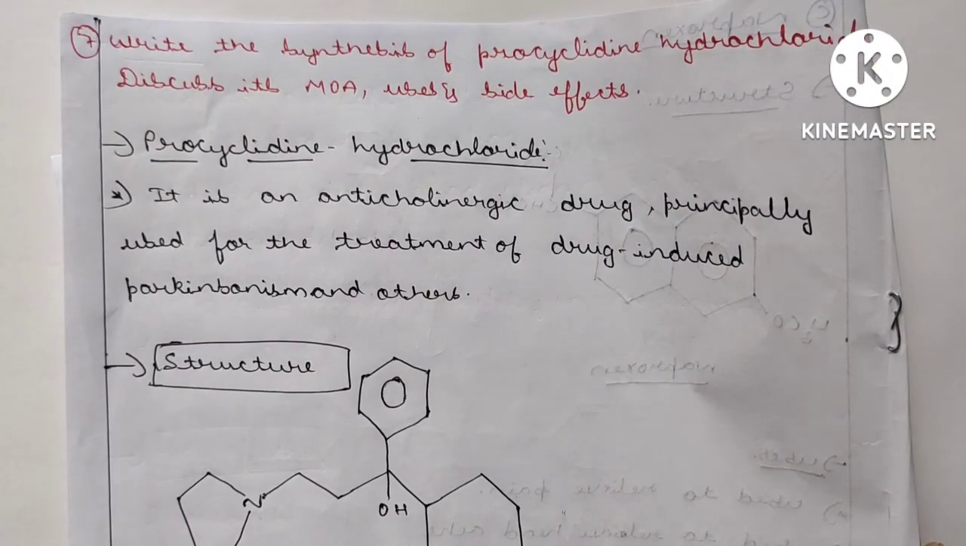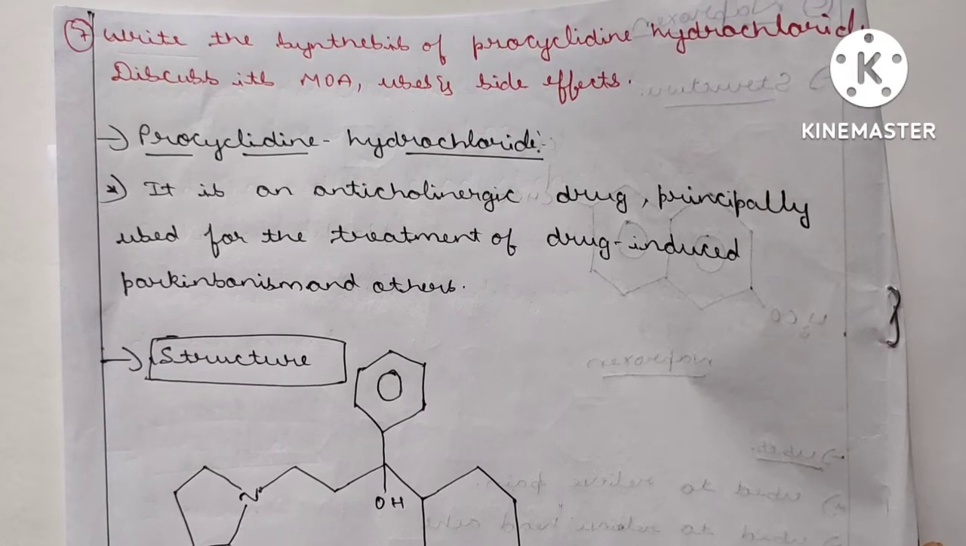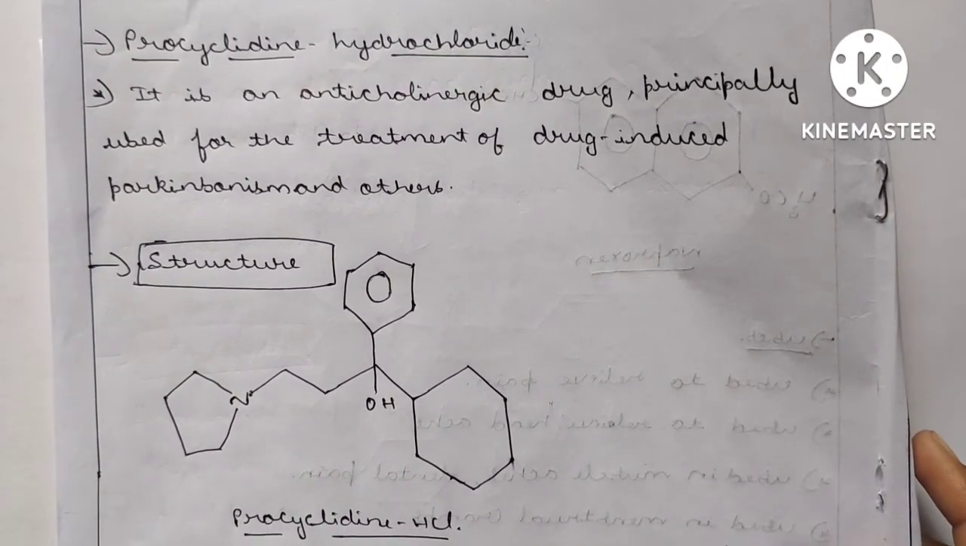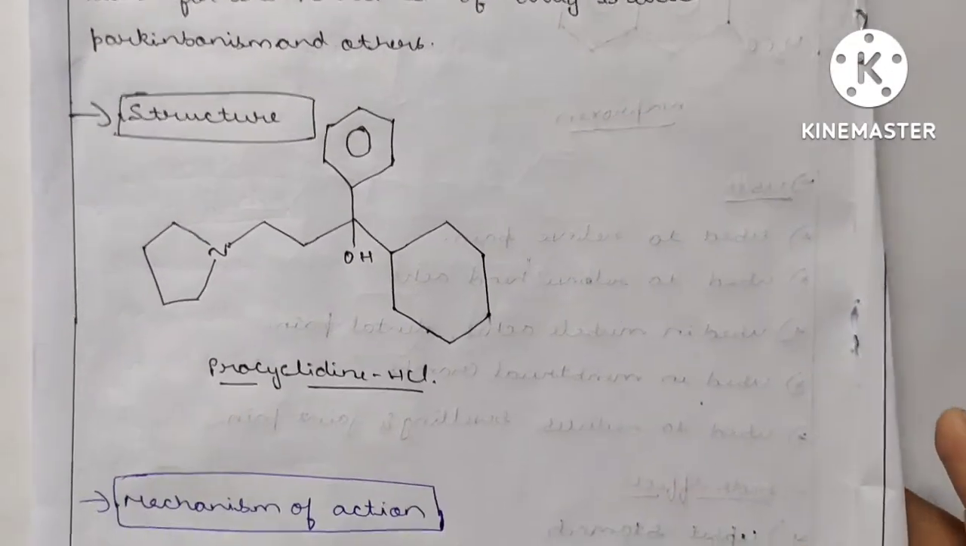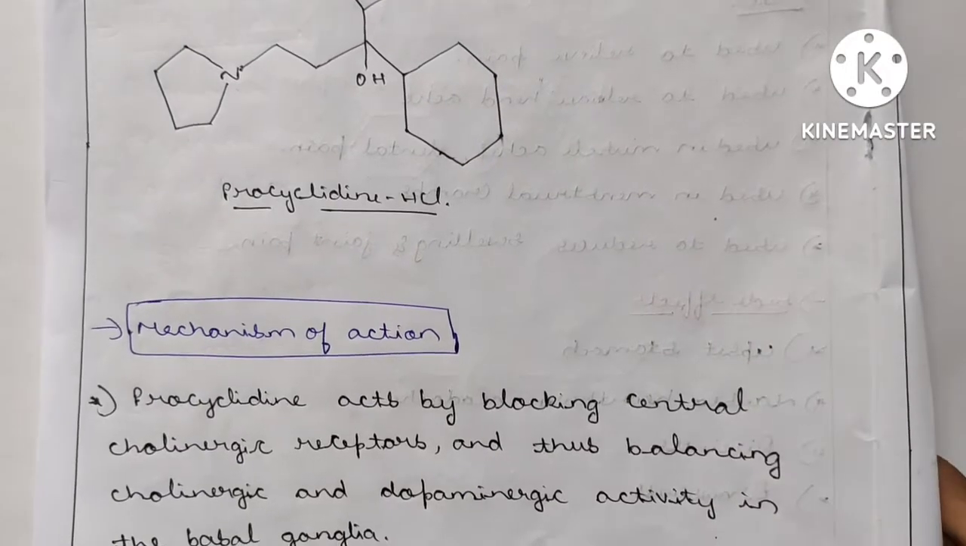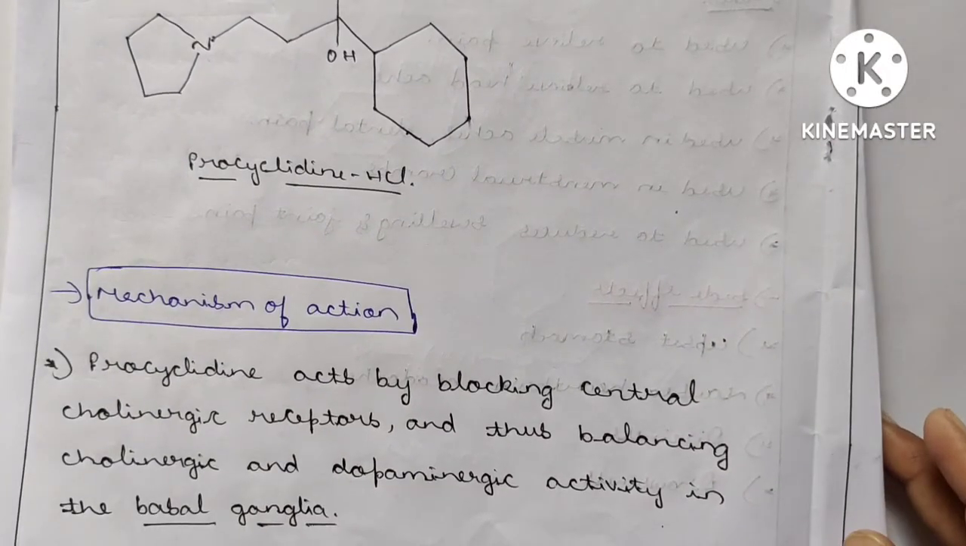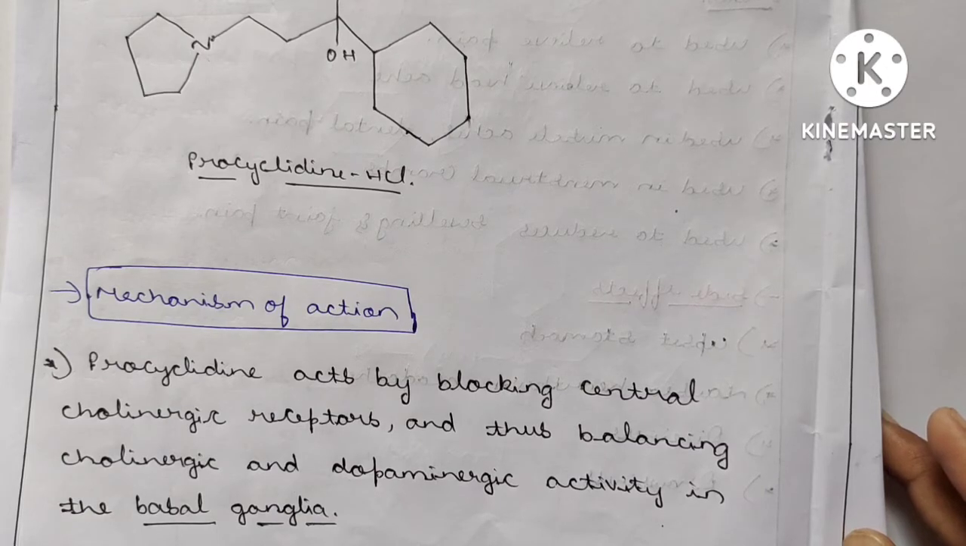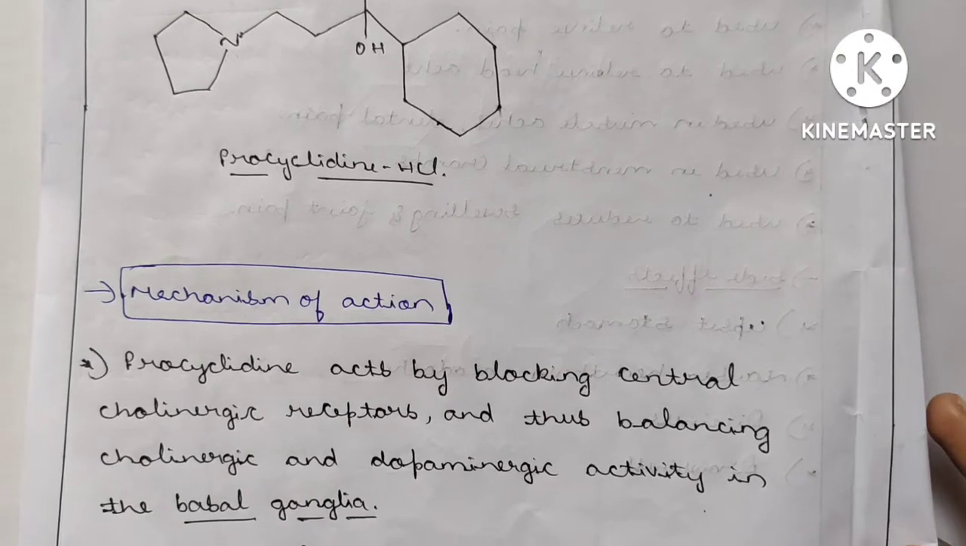Structure of procyclidine hydrochloride. It is an anticholinergic drug, principally used for the treatment of drug-induced Parkinsonism and other diseases. See, this is the structure of procyclidine hydrochloride. Mechanism of action. See, procyclidine hydrochloride acts by blocking central cholinergic receptors and thus balancing cholinergic and dopaminergic activity in the basal ganglia.